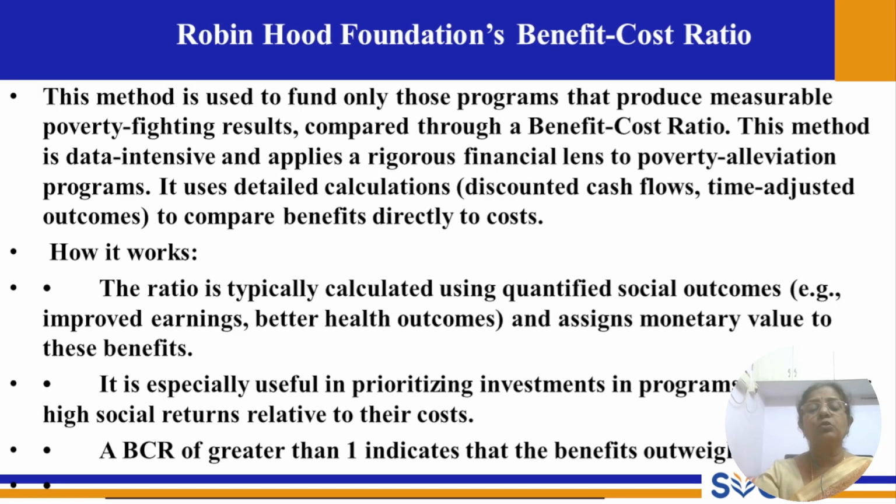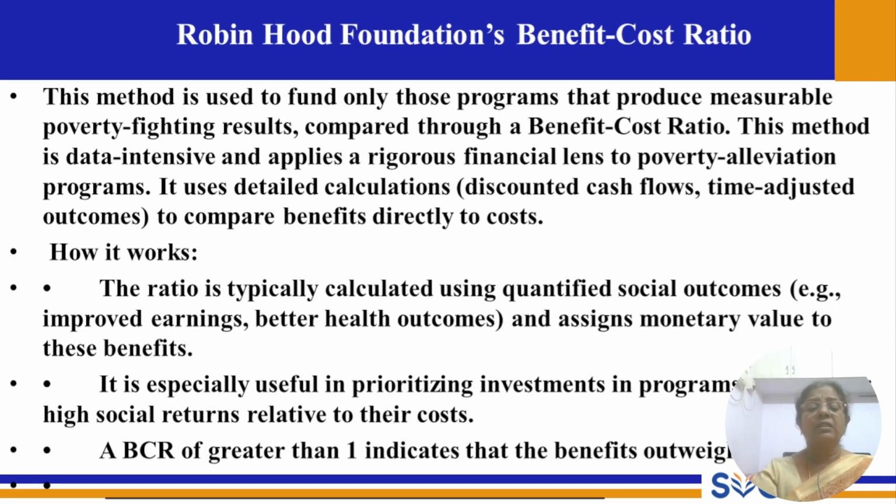This method is used to fund only those programs that produce measurable poverty fighting results compared through a benefit cost ratio. This method is data intensive and applies a rigorous financial lens to poverty alleviation programs. It uses detailed calculations such as discounted cash flows, time adjusted outcomes to compare benefits directly to costs.